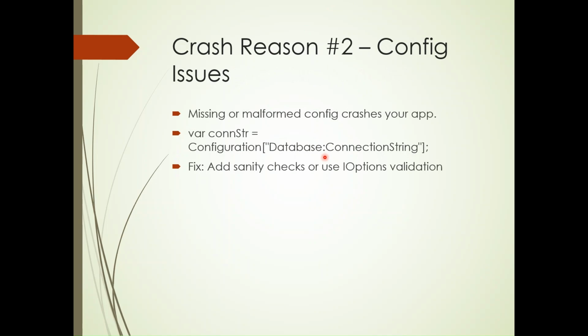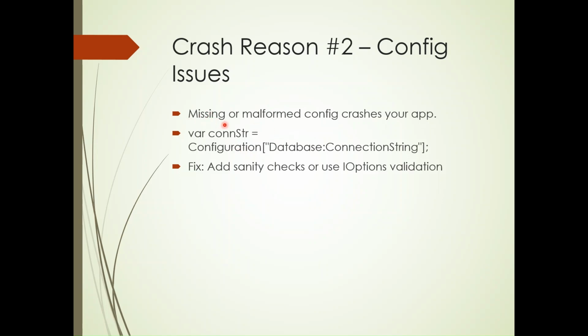So the second reason is config issues. So we read a lot of configuration related to the connection string and all the application specific configuration from an external file. So during our development phase, that external file will be in our output directory, and this entire reading of that particular configuration will work smoothly on our developer machine. So once it goes to production, a lot of things can happen.